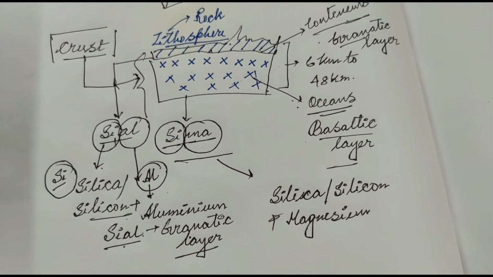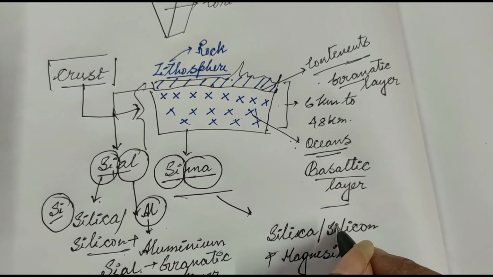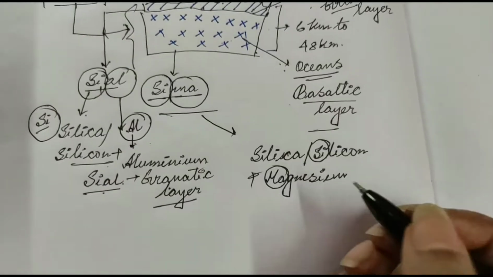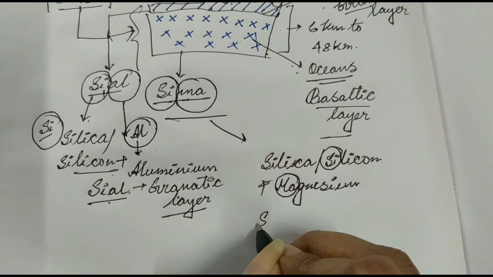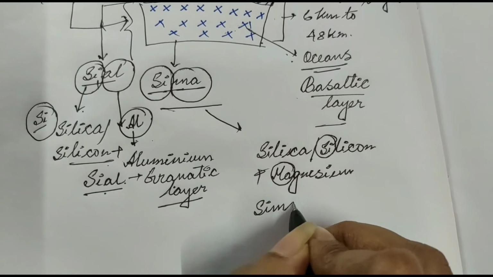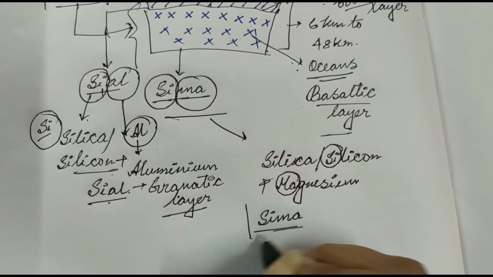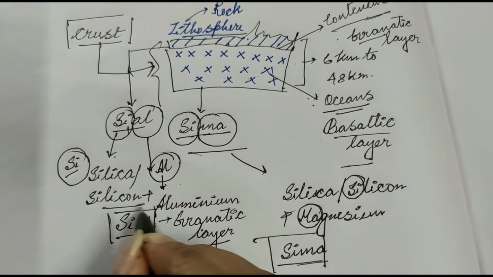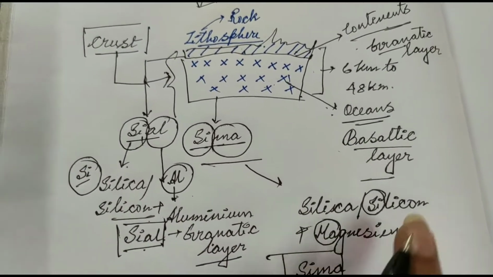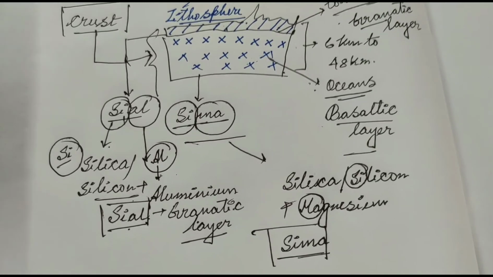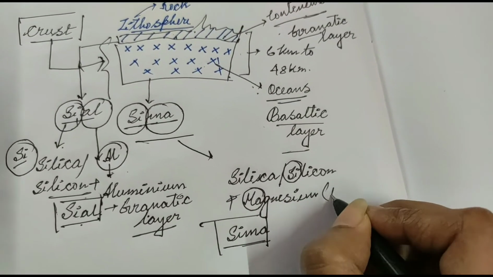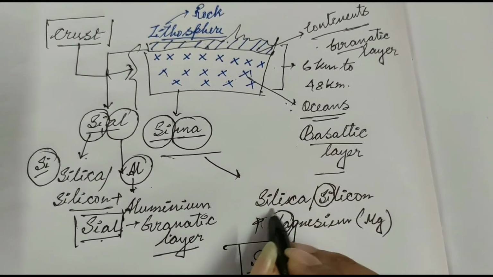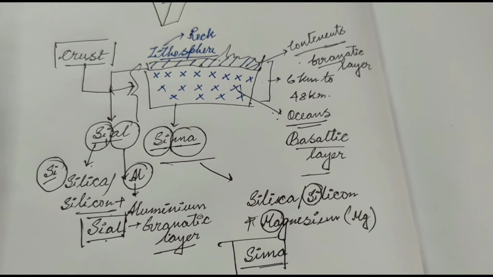That is magnesium. So see that Si and Ma. So Si, Ma is made Sima. Here it made Sial, SiAl. SiMa. Actually magnesium, that is Mg, but here they have taken the first two letters, that is Sima.